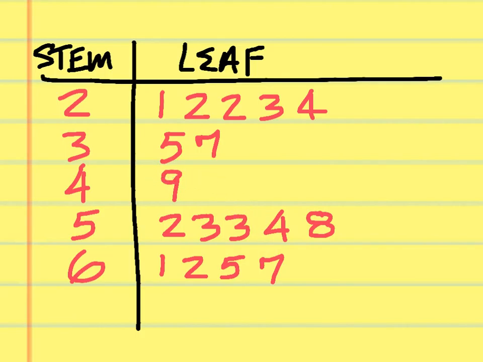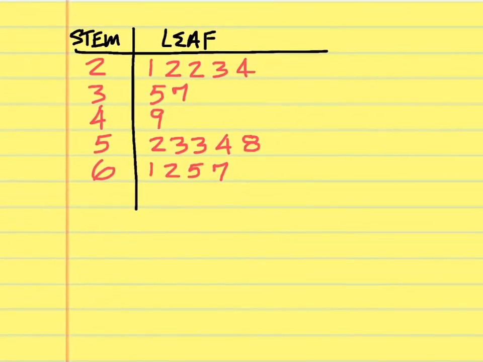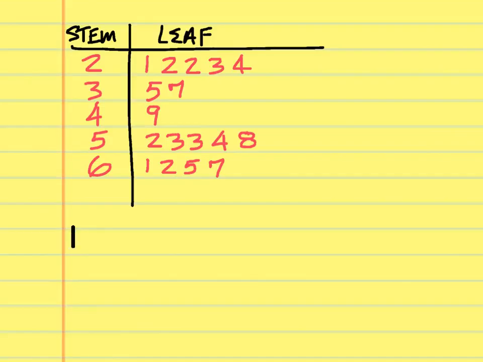Now there are very basic questions that you have to answer for all of these. And the first one is, how many numbers are in this stem and leaf plot? All you have to do is count: 1, 2, 3, 4, 5, 6, 7, 8, 9, 10, 11, 12, 13, 14, 15, 16, 17. So that's right, 17 numbers.